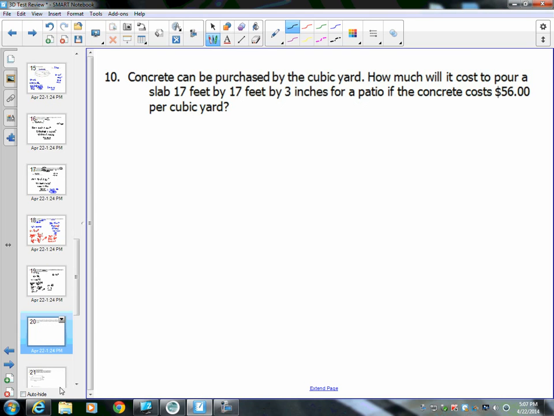Next question. This is number 10. It says concrete can be purchased by the cubic yard. How much will it cost to pour a slab 17 feet by 17 feet by 3 inches for a patio? The concrete costs $56 per cubic yard. This is actually a very interesting question.